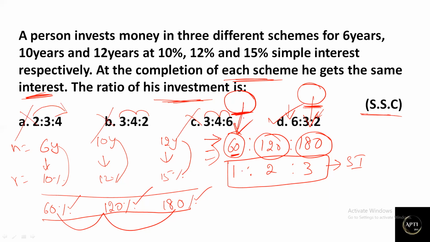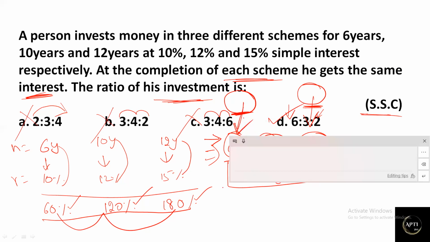This is also very simple. Here we have simple interest ratio 1 is to 2 is to 3, correct? Now we need to find investment ratio. How we can find investment ratio? I'm just assuming it as one variable each: 1x, 2y, 3z. Now if I want to make all values equal, I can make the first two equal first.